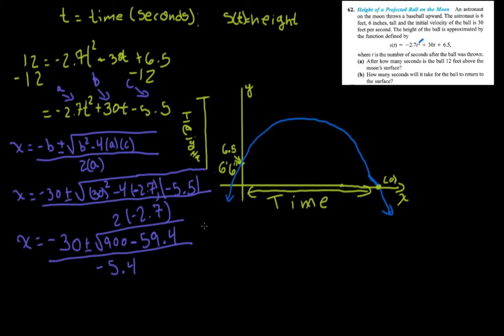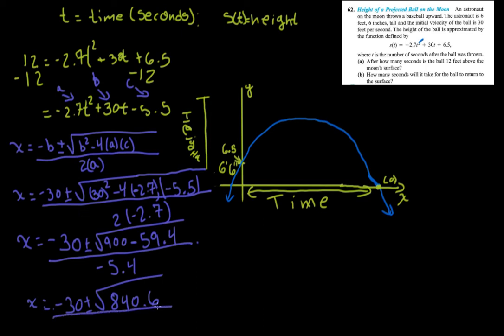So now if we do the same thing here, we're going to do 30 plus or minus the square root of what is 900 minus 59.4? I'm using my calculator, you can always use it to get these values. You are going to be allowed to use your calculator, so I hope so. You don't want to deal with those decimals, waste your time.